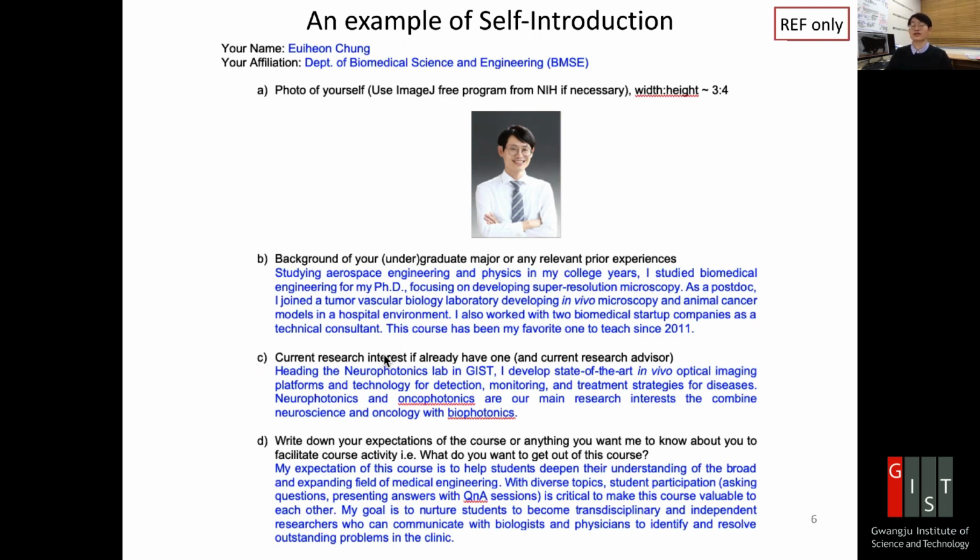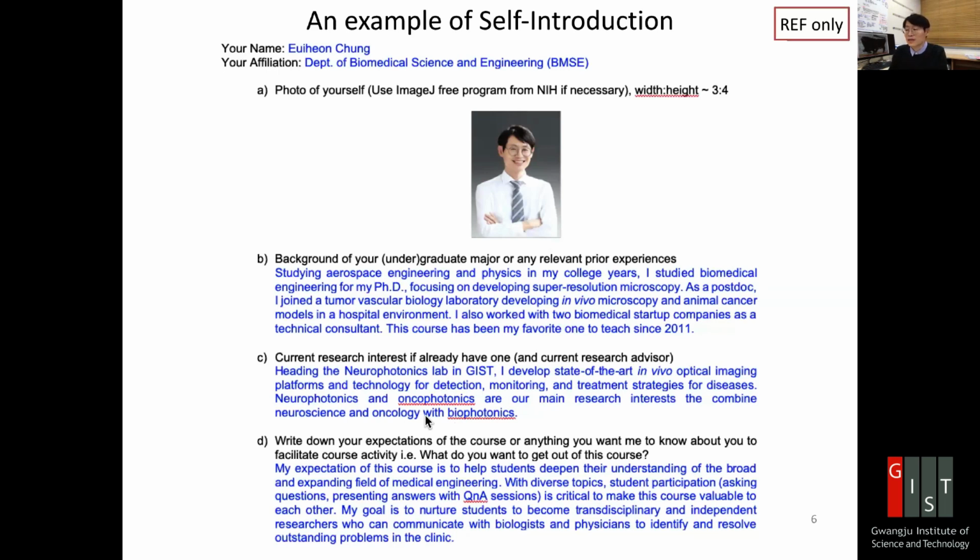And for my current research interest, I have a laboratory here called the Neurophotonics Lab. We develop state-of-the-art in vivo optical imaging platforms and technology for detection, monitoring, and treatment strategies of diseases. The two big areas are neurophotonics and oncophotonics. These are our main research interests, which combine neuroscience and oncology, which is the study of cancer, together with optics or photonics, so that we call biophotonics.